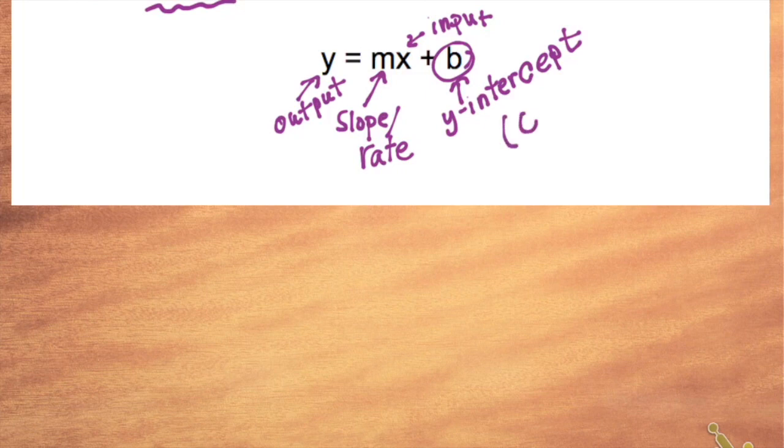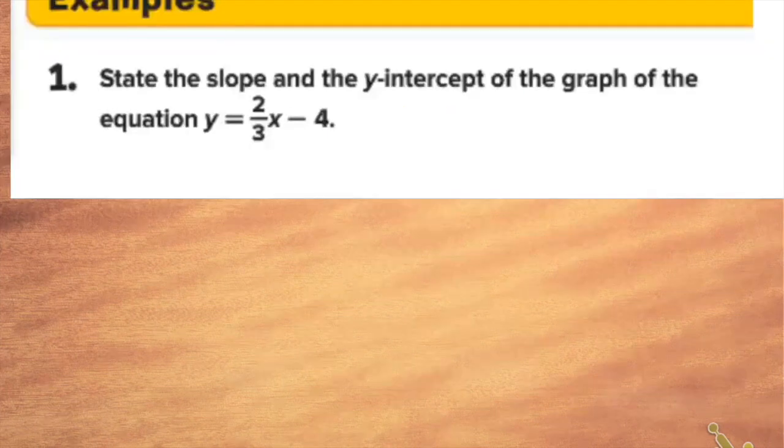And that is at the point (0, b), with 0 as your x, because it's not going across, because it's right on that center of the x-axis. And then whatever that b value is, that's where the line crosses the y-axis. So we take a look at example 1, where we are asked to state the slope and the y-intercept in the graph of the equation.